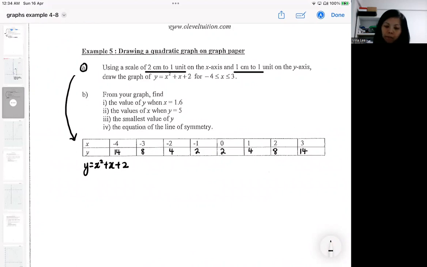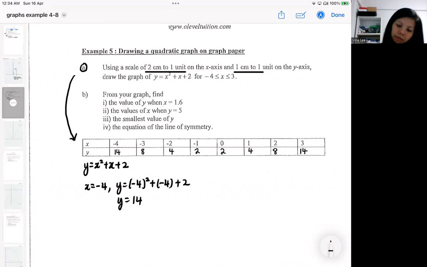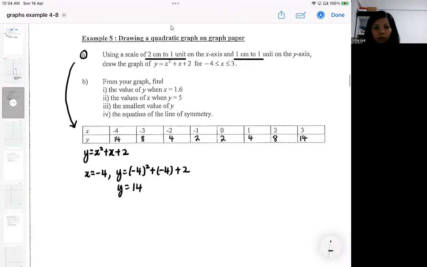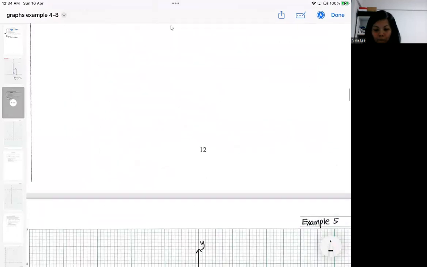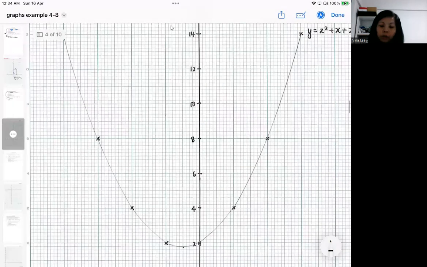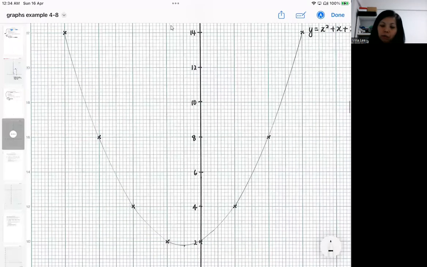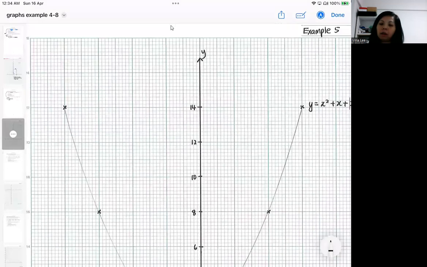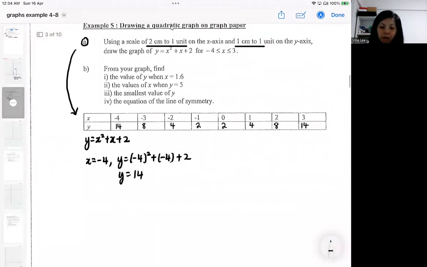Again, please make sure, for example, when you got a -4 and you punch into your calculator, remember the brackets, or else your answer will not be correct. And then you can just join them up. You join them up to get a smooth graph, and then we will answer accordingly again.